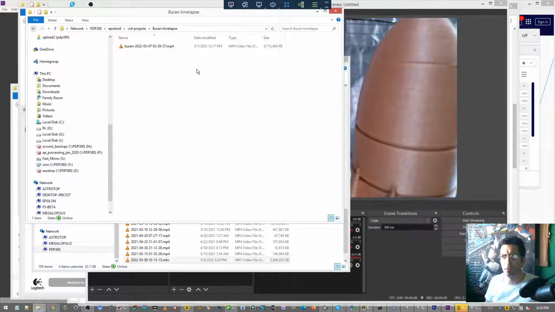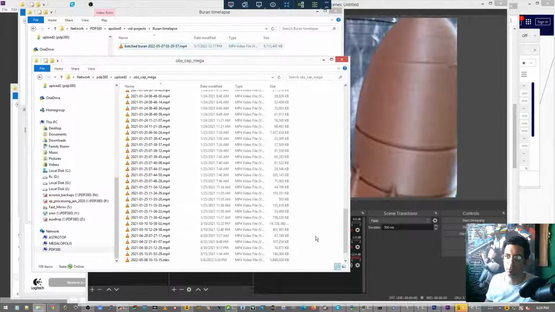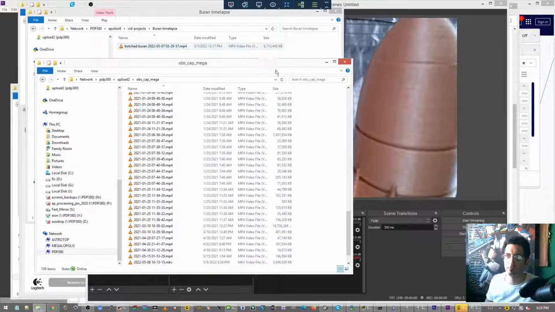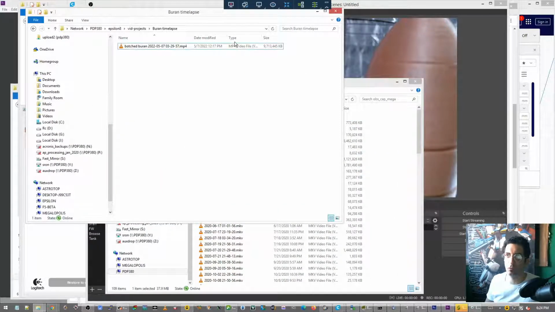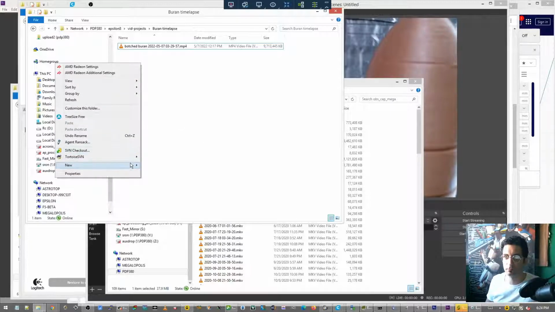Alrighty, so now we've got to do a little housekeeping, because I'm going to call this one the Botched Buran, because that's the name of the Russian space shuttle, the Buran. And we're going to call this one the Good Buran. In fact, I don't even have to give it a name.